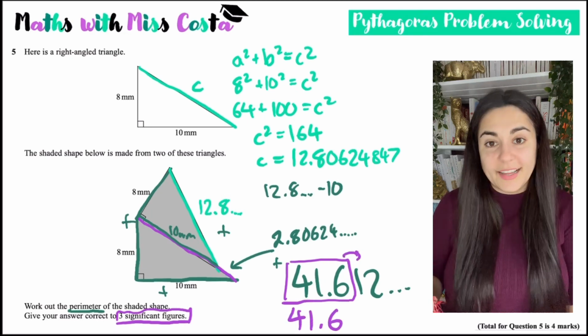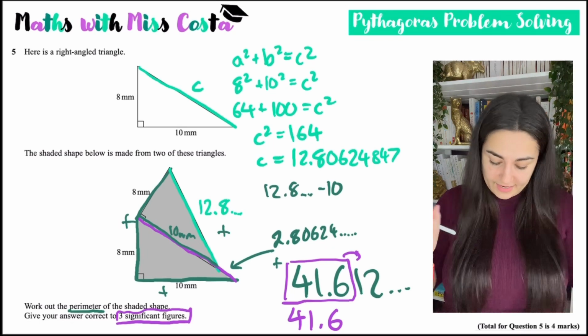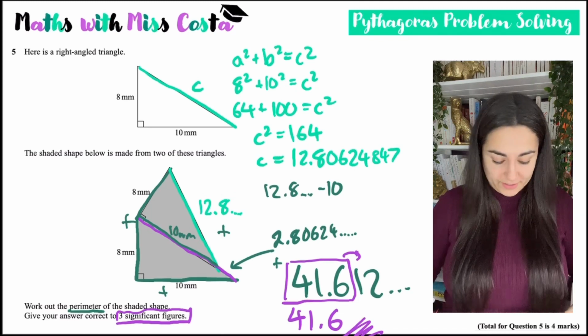So look next door, it's less than 5, so I just ignore it. I just get rid of it and I round it as 41.6. And that's how I'd solve that question.